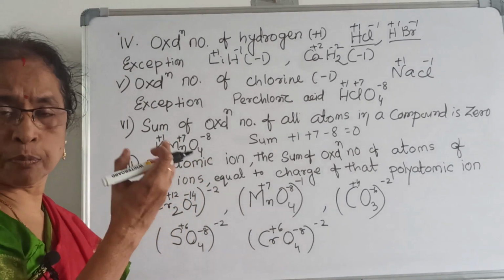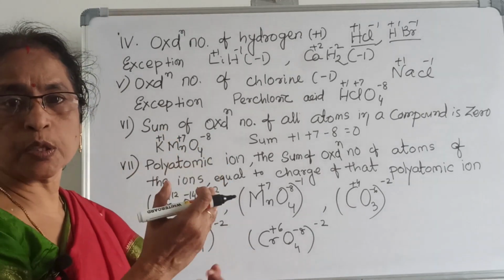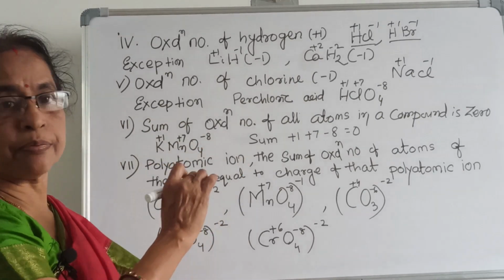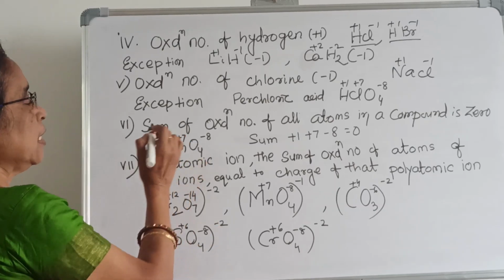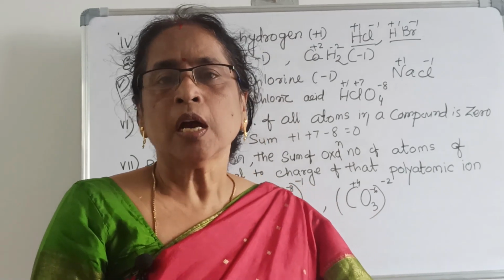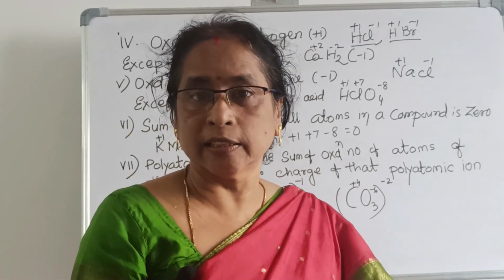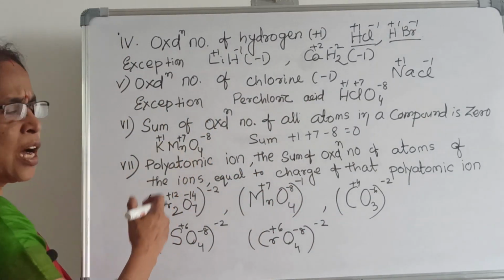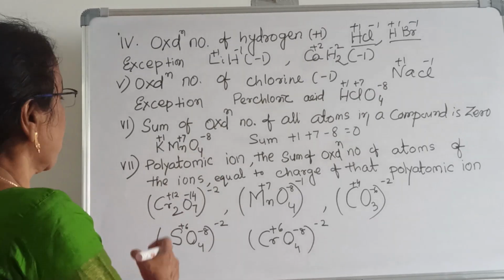Oxygen is 4 times, so minus 2 into 4, minus 8, and potassium is plus 1, and we know the sum of the oxidation numbers of all the atoms should be 0. That is why manganese should be plus 7. Always remember, in a compound, the sum of the oxidation numbers of all the atoms is always 0. So easily you can calculate the oxidation number of any atom.